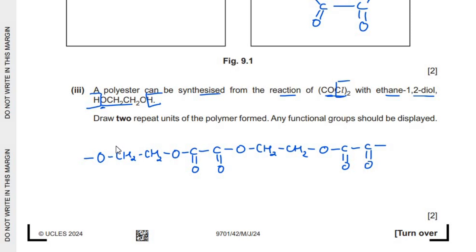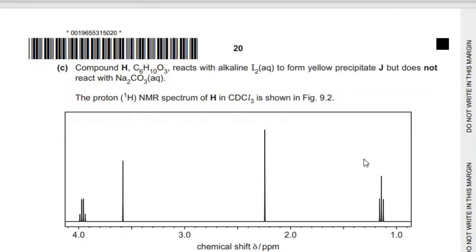So now you can see that we have drawn two repeat units as mentioned in the question, starting with the alcohol O and then writing the acyl chloride parts of that CO twice, again writing the alcohol part and again the acyl chloride, and then here comes the alcohol, but then we have drawn only two repeat units, so we don't need to draw the oxygen of the alcohol part again. So this is how we draw the two repeat units of the polymer formed, and here you can make out that the polymer formed is definitely a polyester because there is an ester group here.